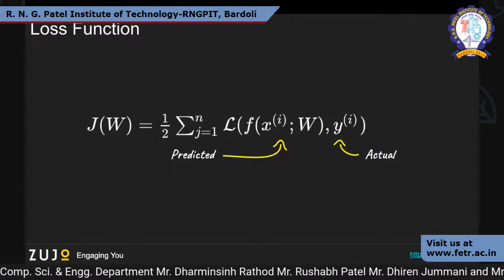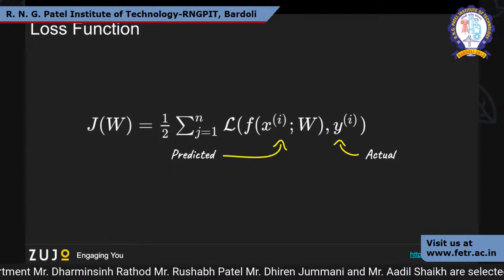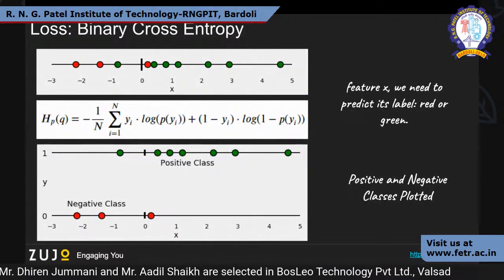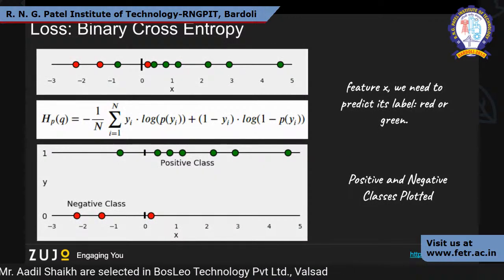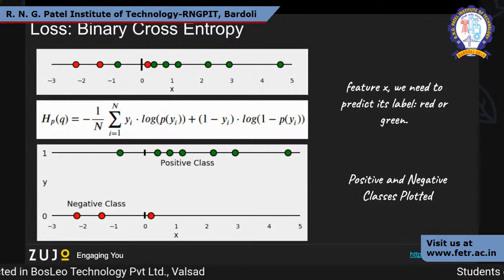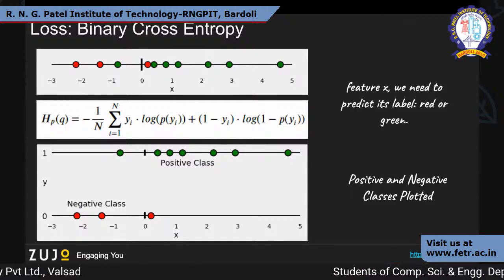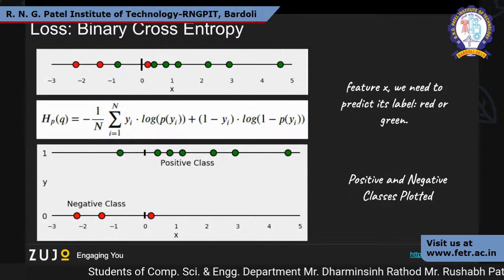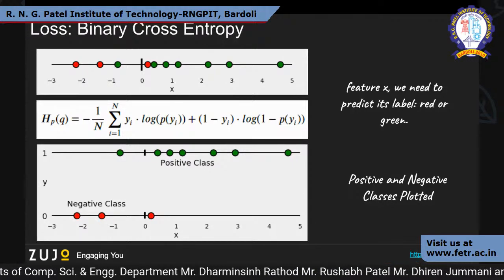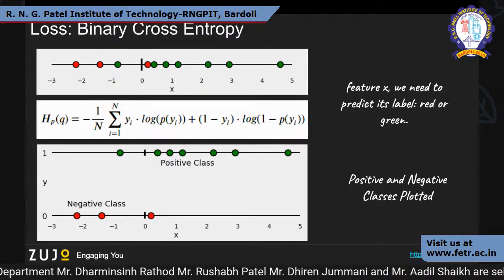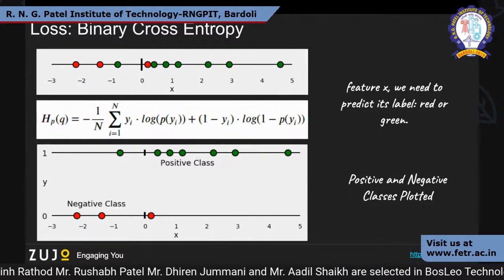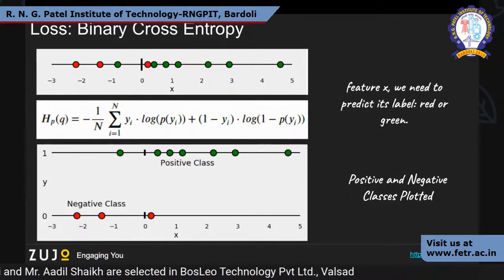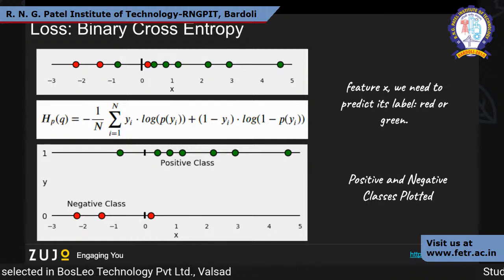Okay, the last part of the convolutional neural network is the loss function. We explained how the loss function works in the last lecture, and today we are just going to explore binary cross entropy, which is the loss for classification problems. For example, there is a feature X we need to predict. Its labels are red and green. As you can see in the first image, there is data of X with two labels, red and green.